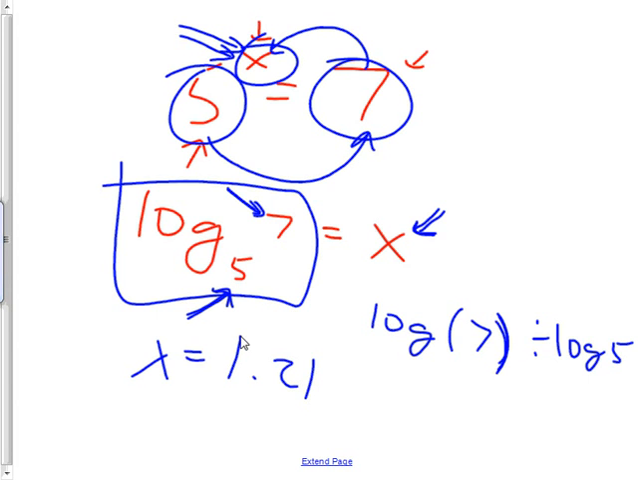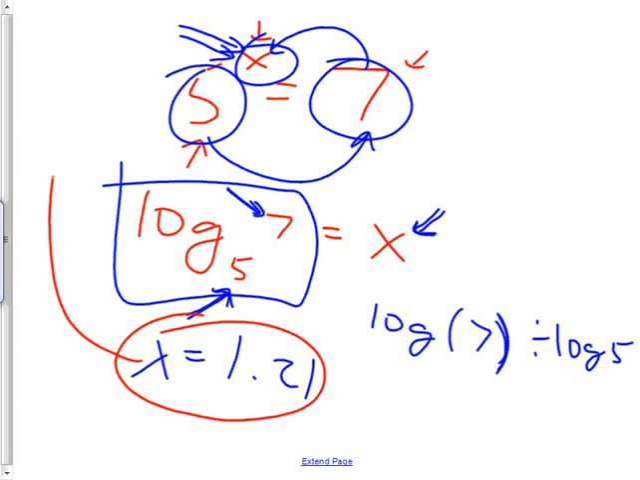Now, what did we get there? We got the exponent that solved the problem. That can go back in here. 5 to the 1.21 would be 7. It wouldn't be exactly 7 because we rounded this, so of course this will be off a smidge. All right. The most important thing you need to do is to take something like this and rewrite back and forth between logs and exponents.